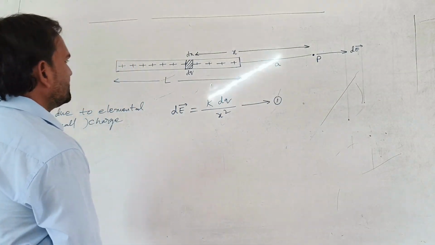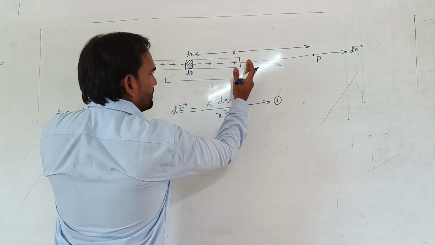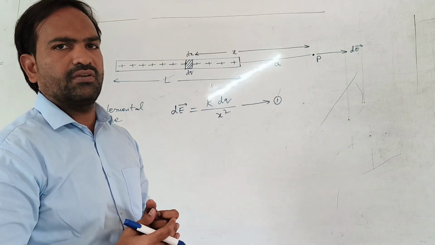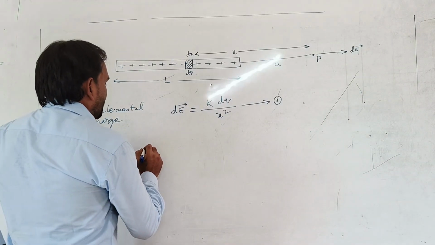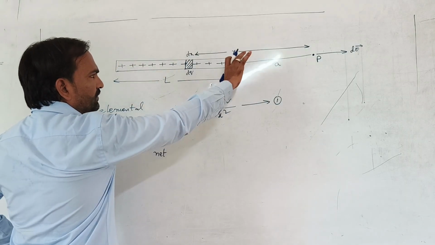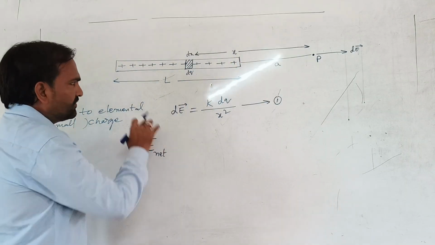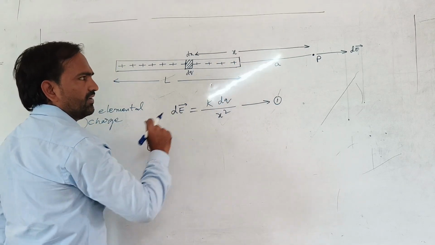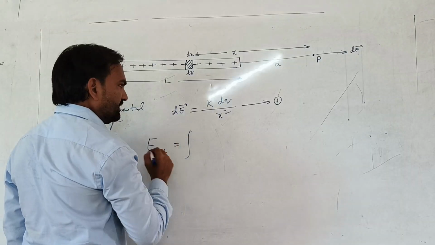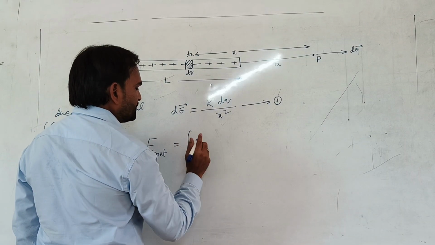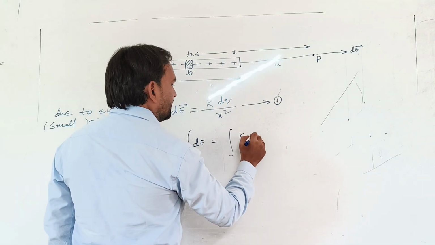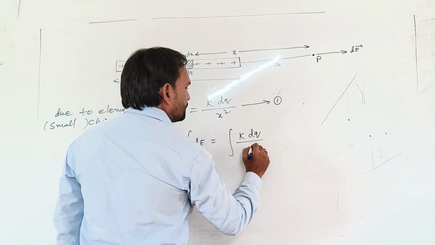But we want to find it due to the total charge, so we follow the integration process. Now we define E net, the total electric field intensity due to the total charge distribution at point P. So E net is equal to the integration of dE, which is also the integration of k dq by x square.